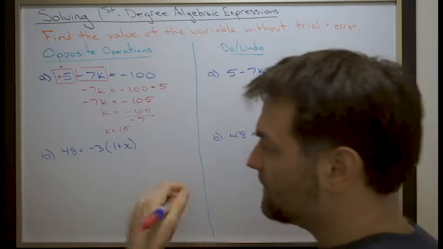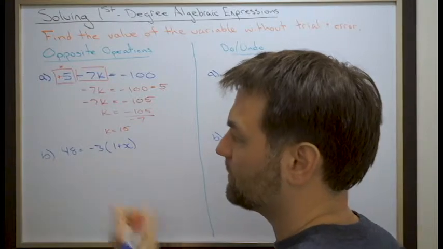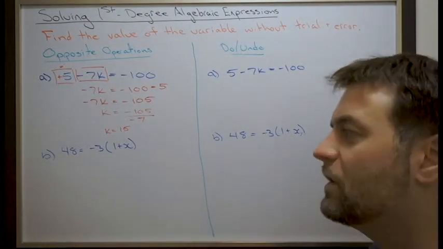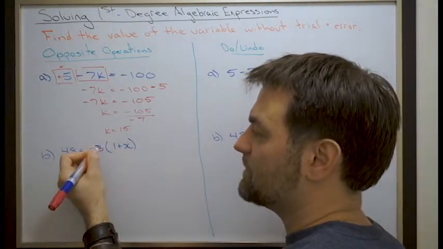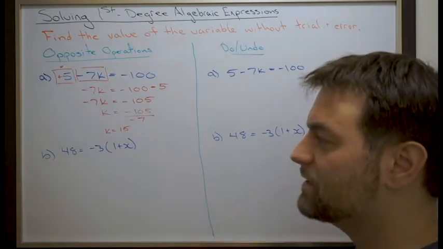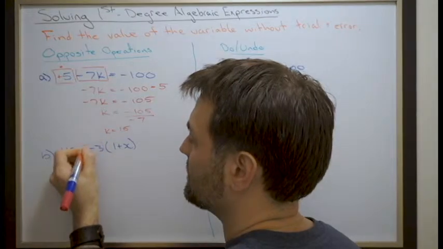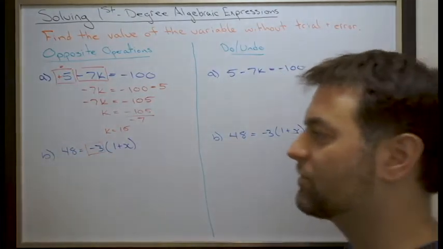But taking a look at this, we have this 1 plus x in brackets. We're multiplying that by negative 3. Because we're doing things in the opposite order, the opposite order of BEDMAS would say to do the stuff outside the brackets first. So we're going to deal with that times negative 3 first. So times negative 3 has got to move first.